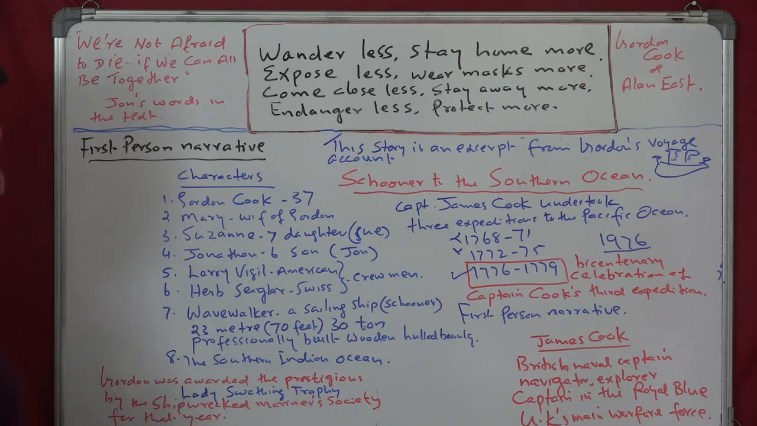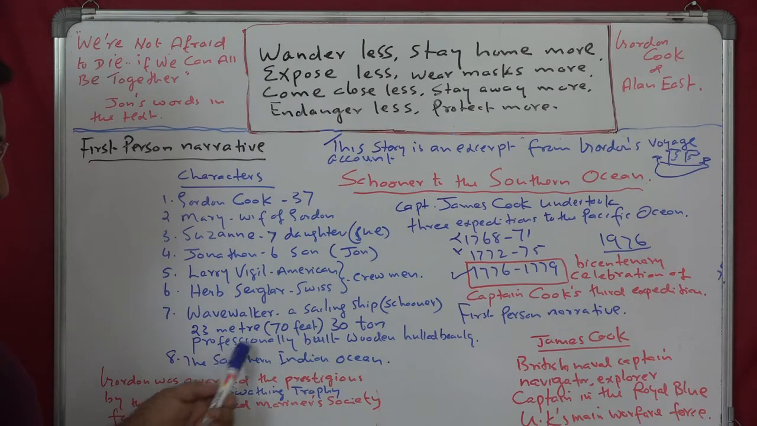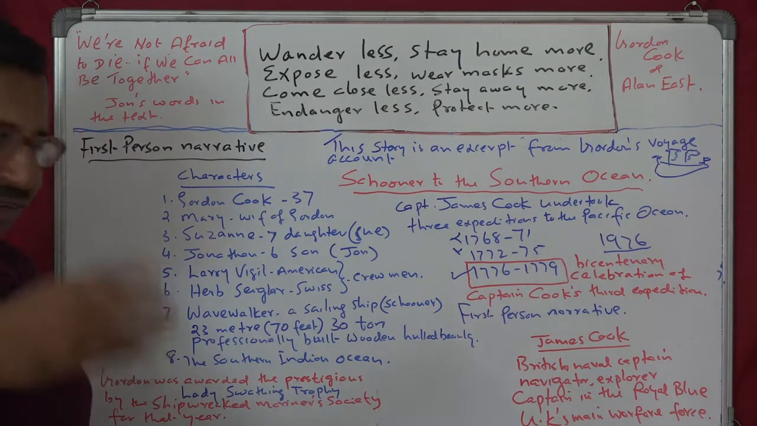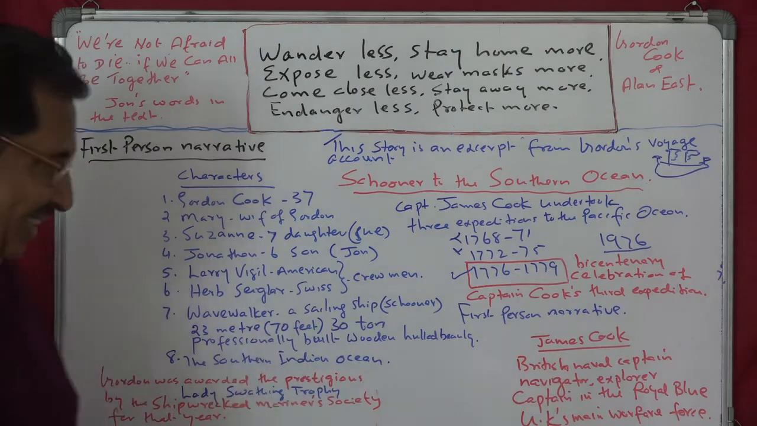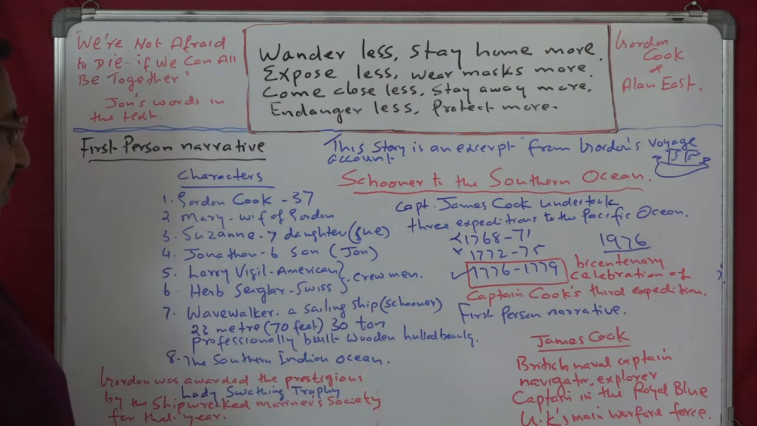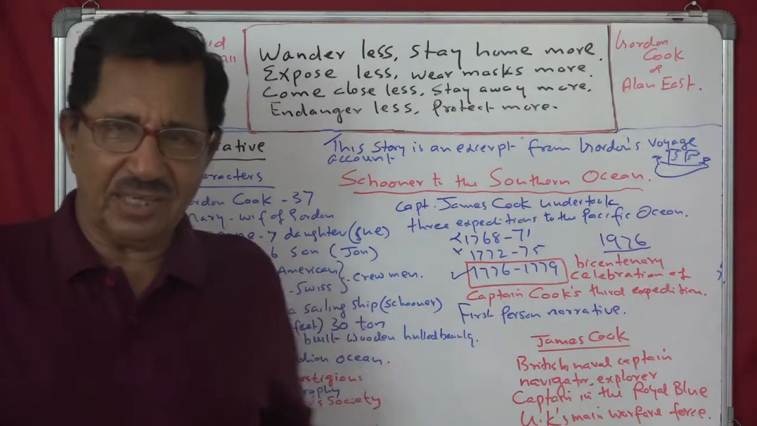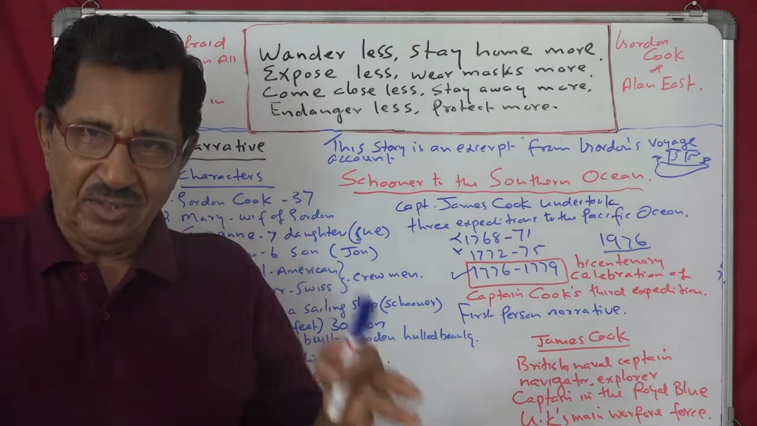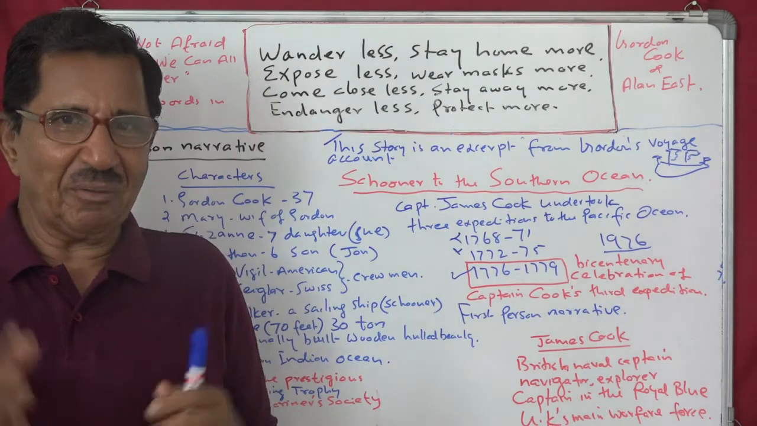Then another character is the Wavewalker. Wavewalker is the ship, the schooner. A sailing ship, or you call it a schooner, 23 meters, roughly 70 feet in length, 30 ton weight, imagine. And then professionally built, wooden hulled beauty. Hull means the outer side of the ship. So it was built of select wood, and it was a very beautiful ship.